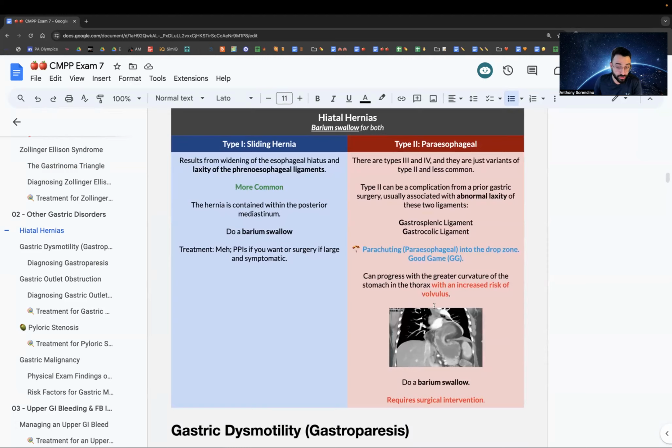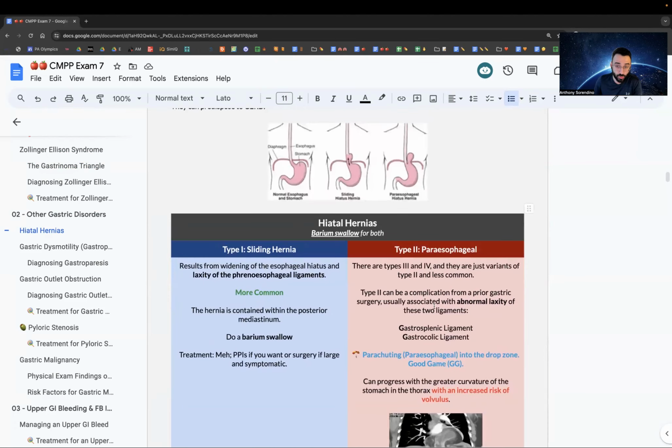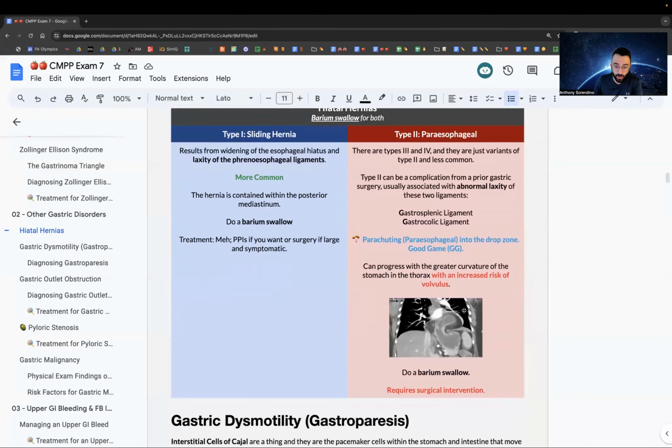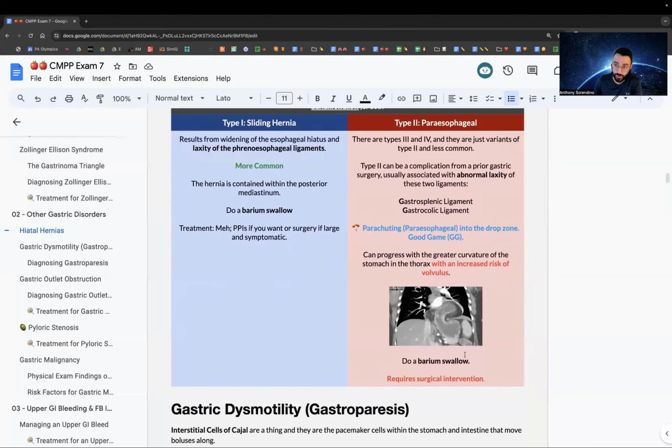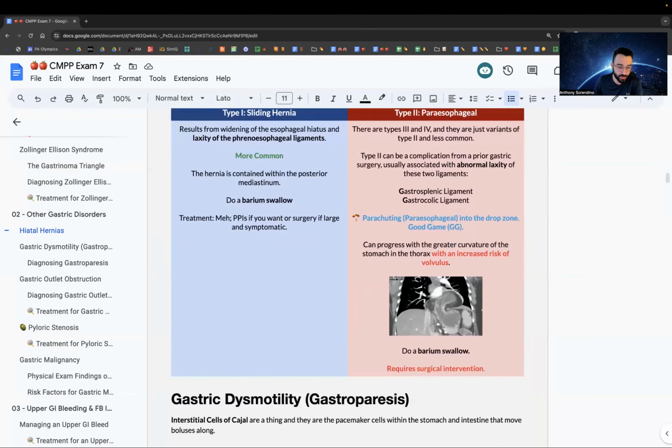There's an increased risk of volvulus here. So the actual stomach can get cut off. And this one requires surgical intervention. So paraesophageal, you're parachuting in to do your surgical intervention. That's going to be the more serious one.